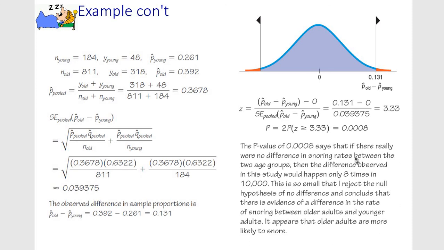If there were really no difference in snoring rates between the two age groups, then the difference observed in the study would happen only 8 times in 10,000. This is so small that we reject the null hypothesis of no difference and conclude that there is a difference between older and younger adults. It appears that older adults are more likely to snore. That's what we would say: it appears. We don't say it is true fact. Based on this study, we think this is true.